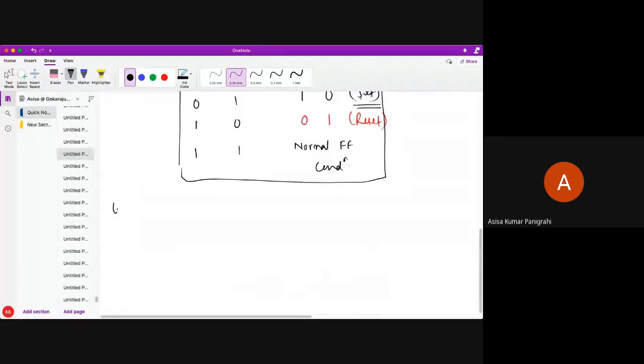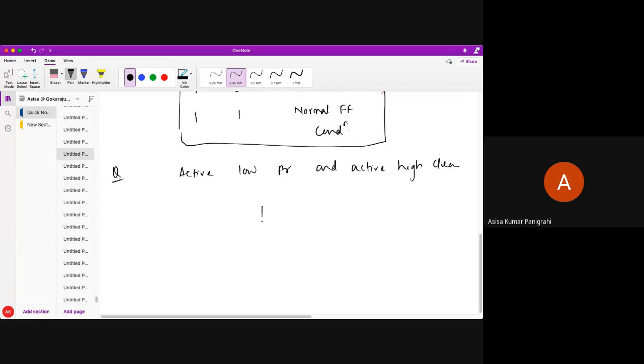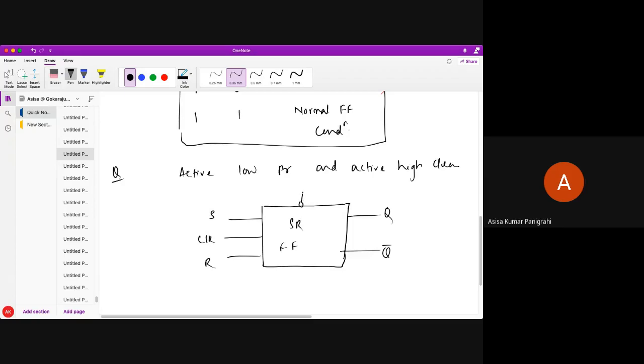Next question: design an SR flip flop with active low preset and active high clear. So at that time what will you do? Students, it is very simple, as the logic symbol will look very simple for you. This is my SR flip-flop. As we have discussed many times about this logic symbol, this is the clock pulse, and this is my Q and Q bar. It's an SR flip-flop with active low preset. Active low preset means preset will have a bubble, and active high clear means there is no bubble on the clear. Do you all understand?